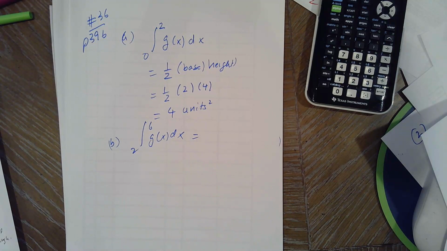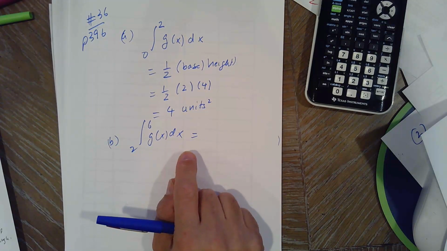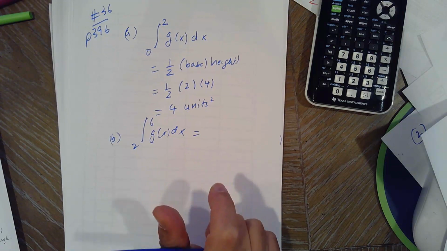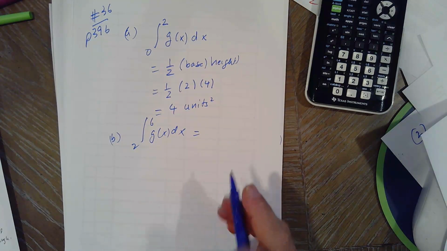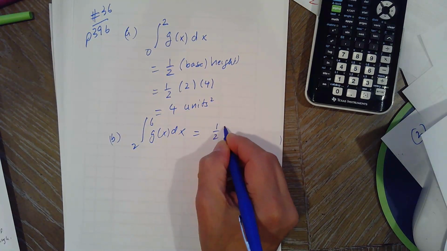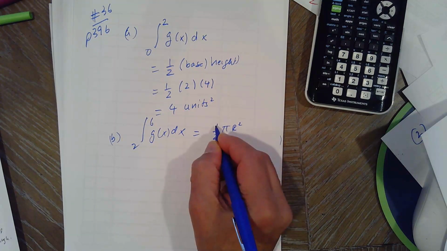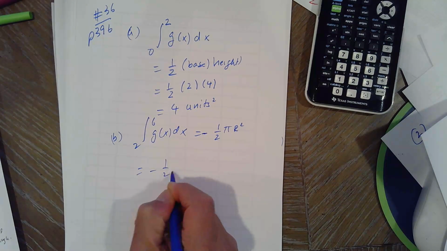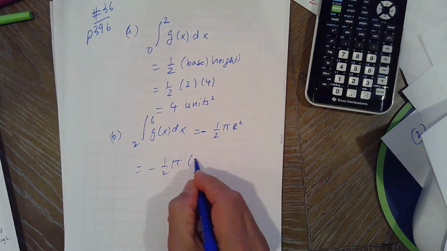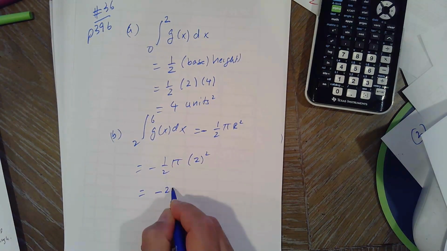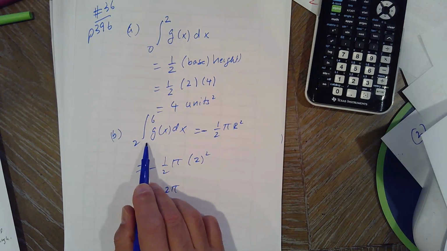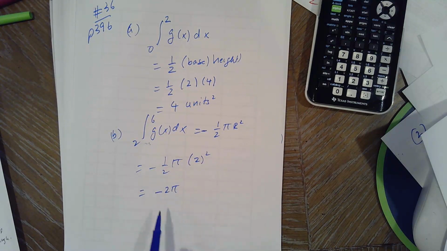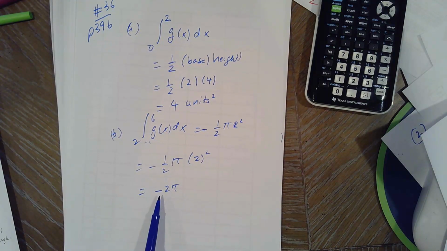The area is positive, but if you want the integral, the area is pi r squared. It's half a circle, so it's half pi r squared, but it's negative because it's underneath the x-axis, so negative 1/2 pi 2 squared, which is negative 2 pi. Remember, this is the value of the integral, it's not the area. If we wanted the area, it would have been positive 2 pi, because we would have to flip it.